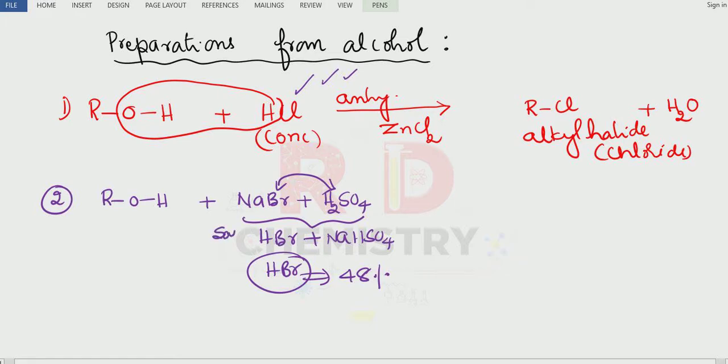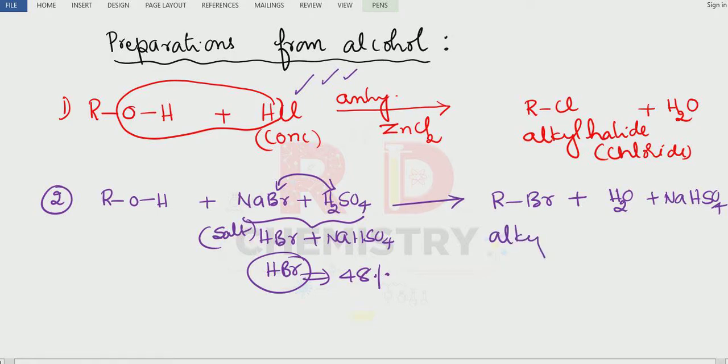From a salt we can also prepare HBr. The reaction is similar to the first reaction with HCl. So we get RBr, alkyl bromide, plus the side product water, H2O, and the salt remains, that is sodium bisulfate, NaHSO4. What is this RBr? This is known as alkyl bromide. Clear?